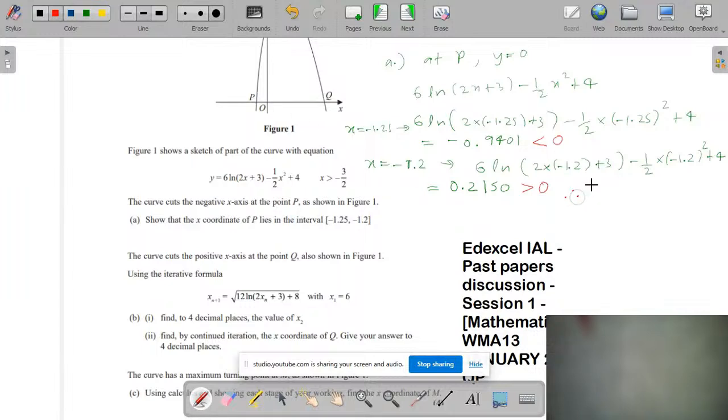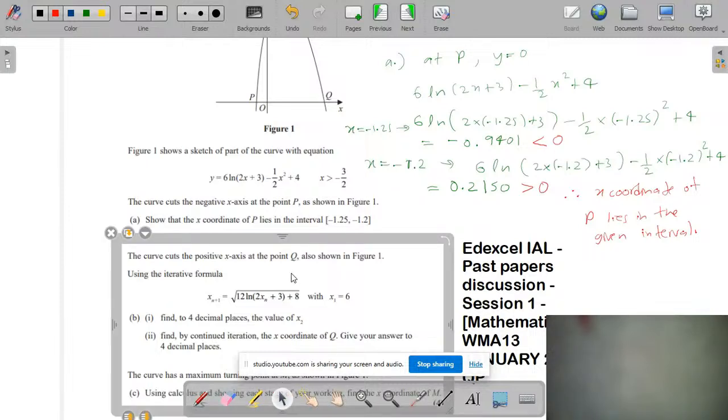Therefore, we can tell the x coordinate of point P lies in the given interval. Make sure you write it clearly. Right, that part is done. Then we can go to the next part. As I mentioned earlier, this is related to the numerical methods part. So I'll take a copy of this as I don't have enough space. We go to the next slide.